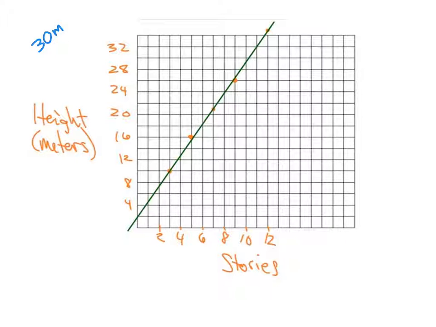When they give you the height of 30 meters and they want you to find how many stories that is, this is a basic question that you have to be able to answer about graphs. It's going to get more complicated. So this, again, is basic, and you will figure this out right now. So what you do is you go to where 30 meters is on your graph, which is in this area.